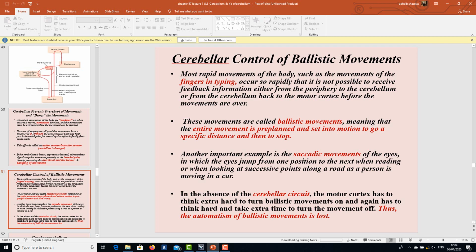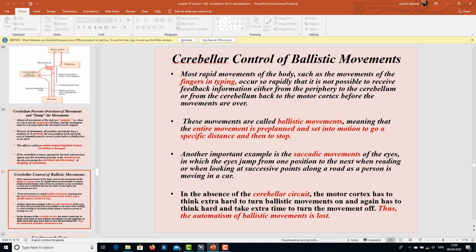So this term ballistic movements is important, meaning that the entire movement is pre-planned and is set into motion to go a specific distance and then to stop. Now another important example is the saccadic movements of the eyes.